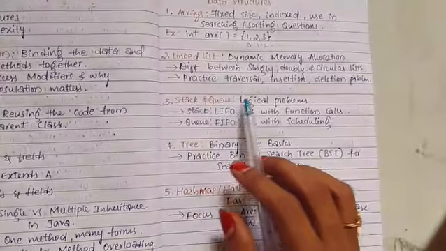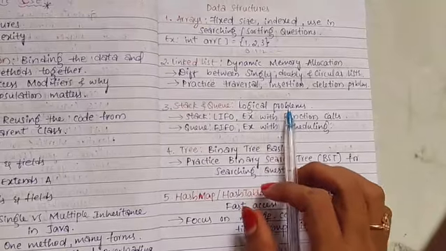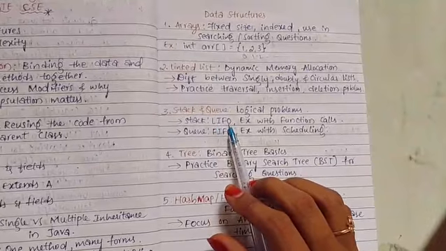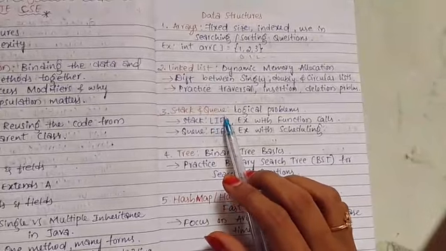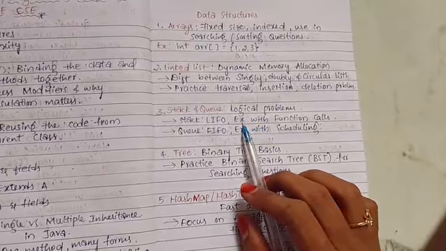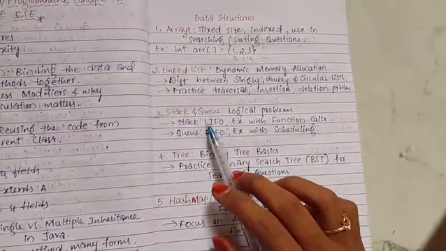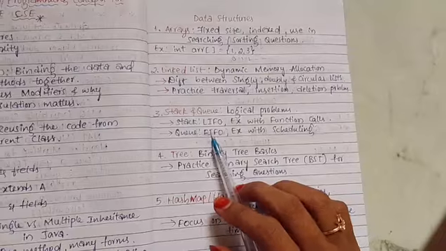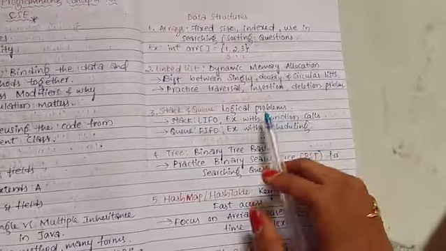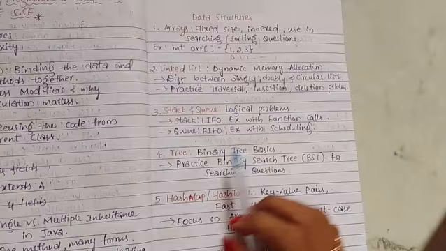In stack and queue, you have to practice more of the logical problems. Stack means last in first out. Whichever element comes last will go out first. For example, you have to practice the example with function calls in the stack. Queue is first in first out. Whichever element enters first will go out first. And you have to practice the example with scheduling in the queue.